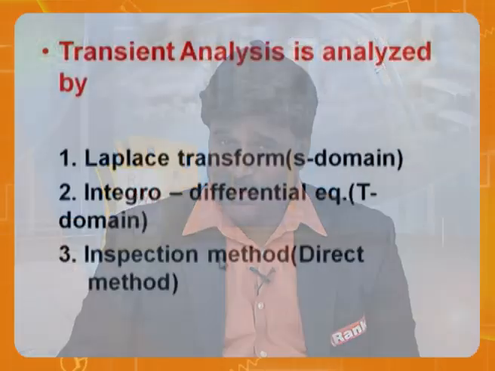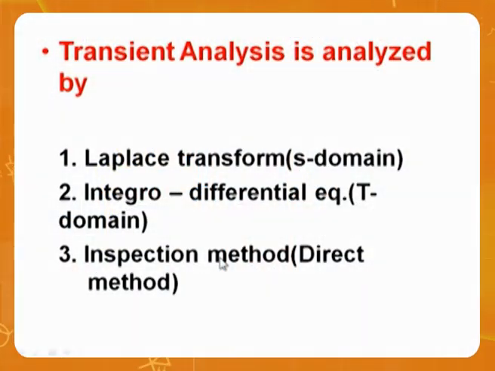90% will go S domain, because Laplace is always better. Okay. Inspection method is not always easy. When you are using inspection method, you must know initial values and final values. If initial values and final values are clear, use this method. And the third method, inspection method, is going to be the fastest method.